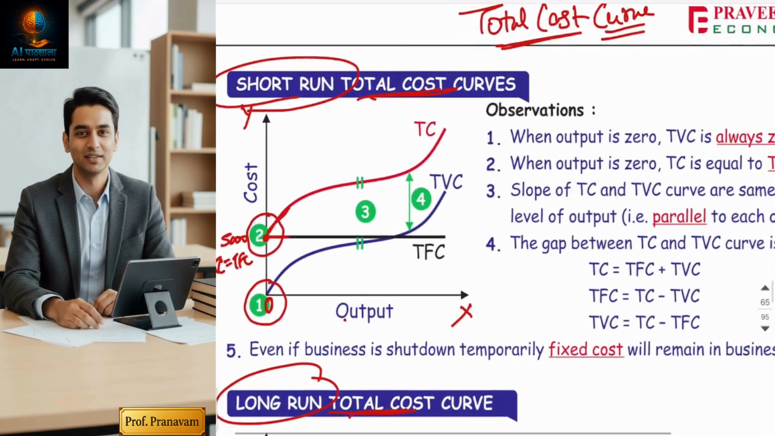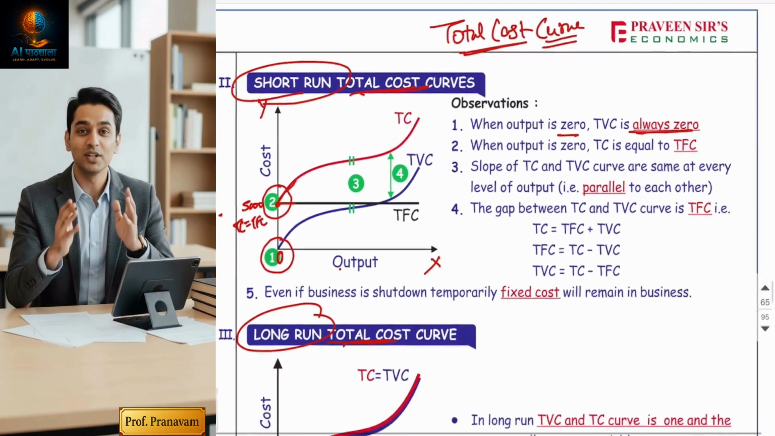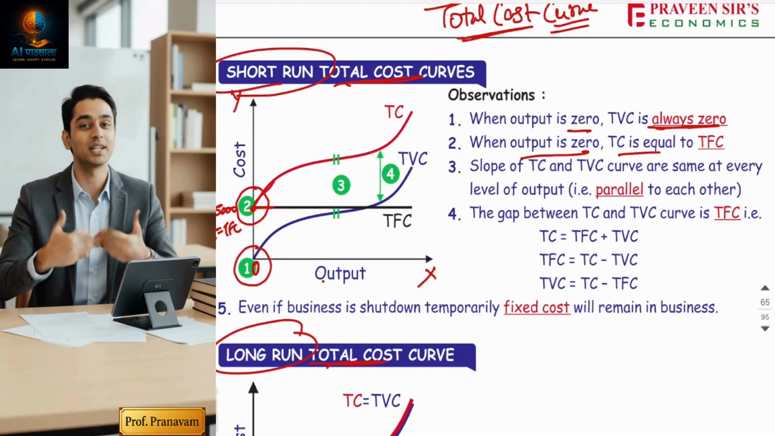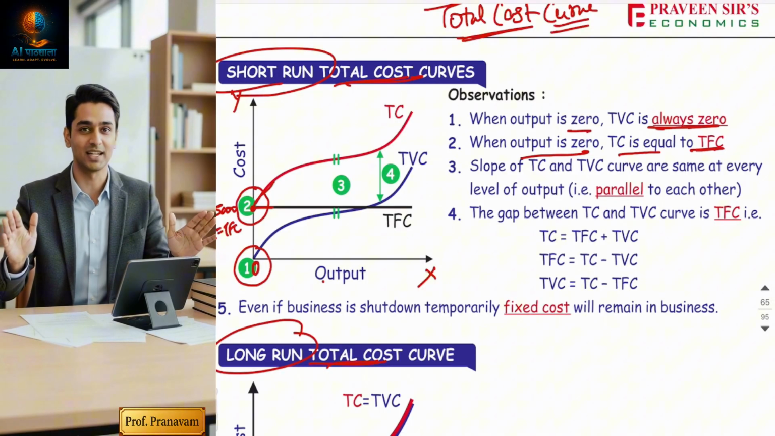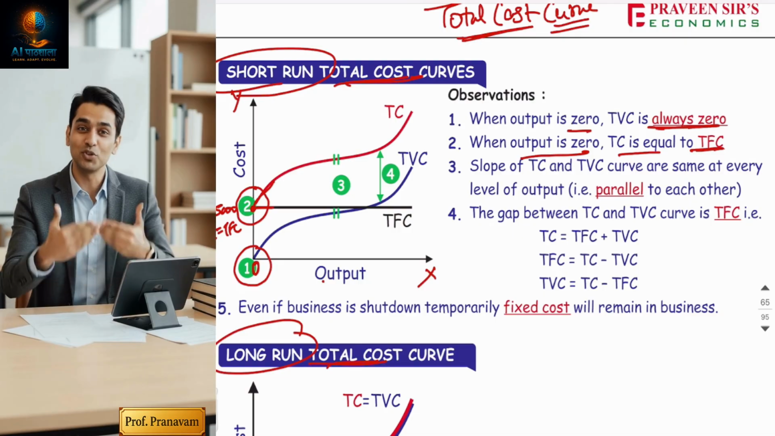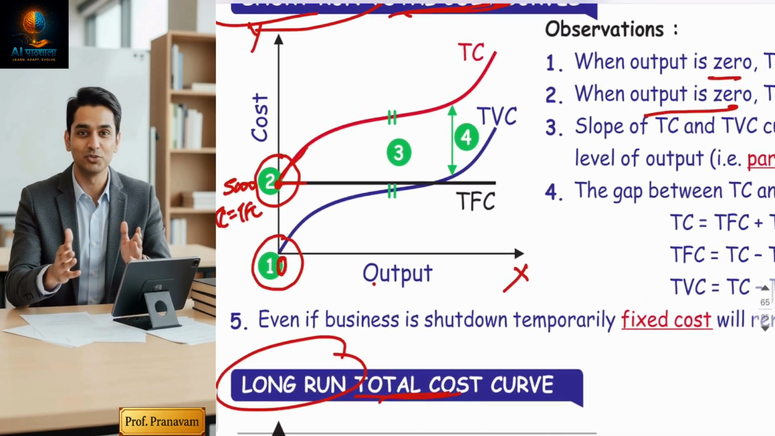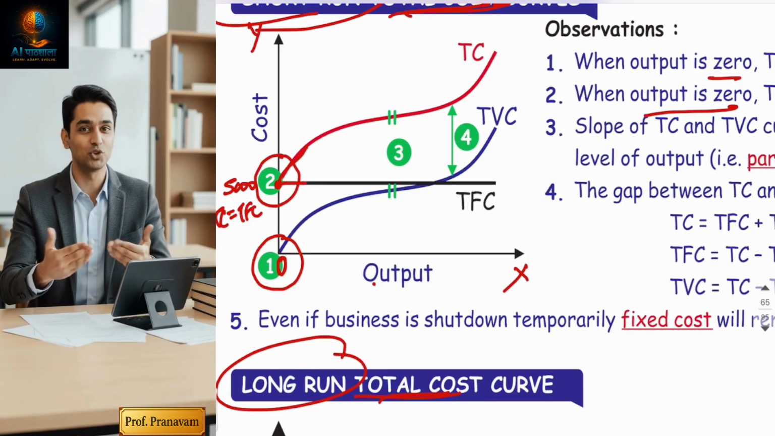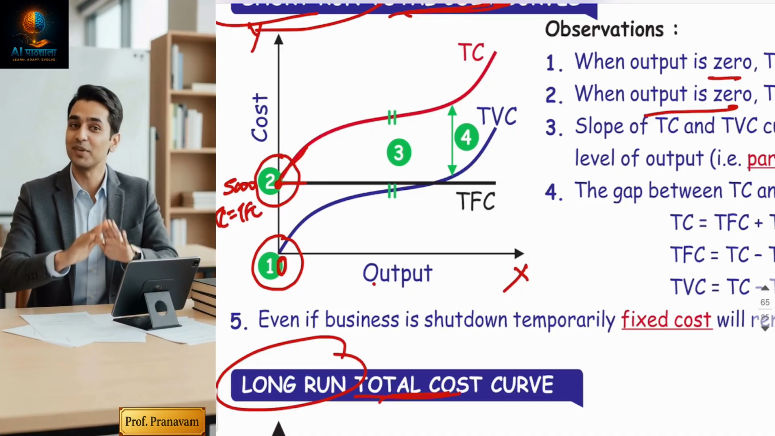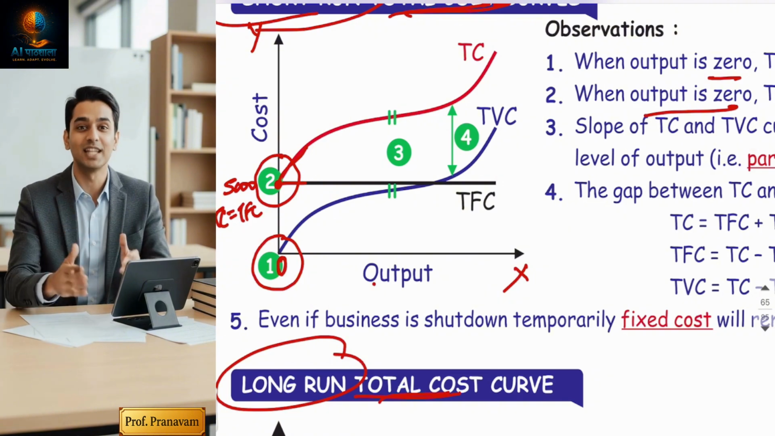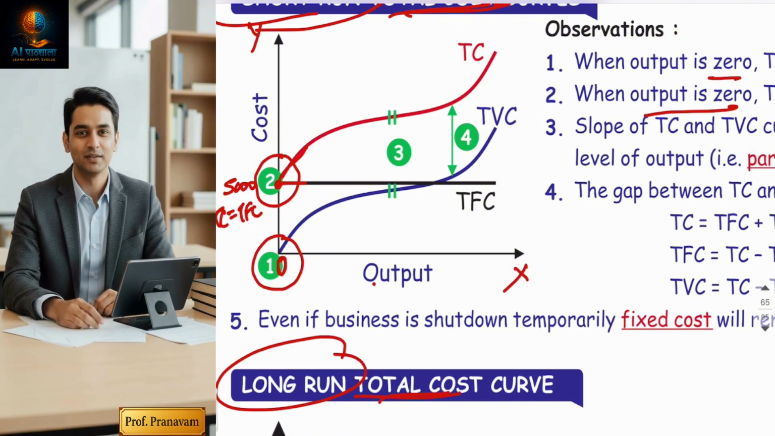So 2 points over here. When output is zero, variable cost is always zero. Second point, when output is zero, total cost is equal to total fixed cost. This is a theory. Sometimes they ask you in the calculation, so please take care of it. Now, third point, what you have to understand, guys, there is no logic. You just have to understand the diagram. If you know the shape of the diagram, you will be able to derive each and every MCQ.